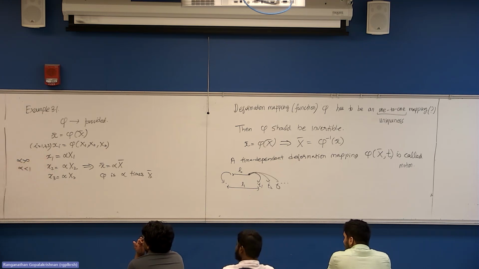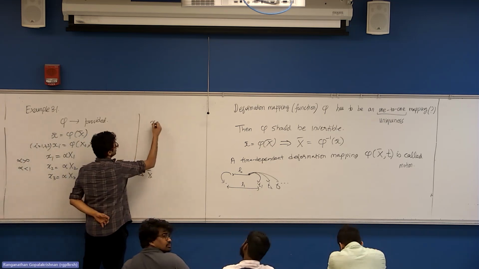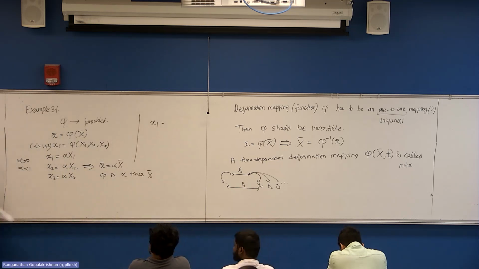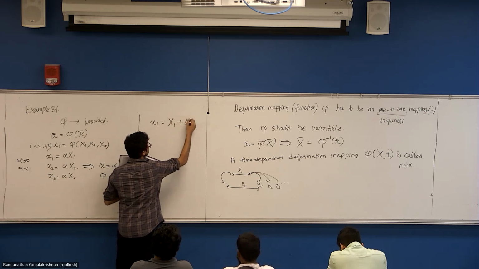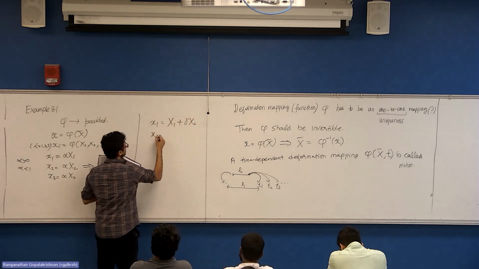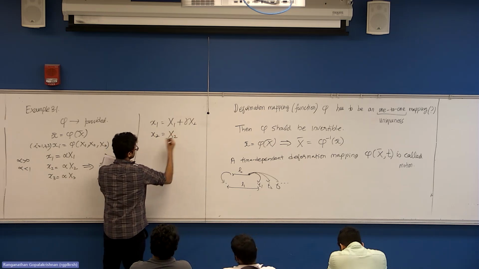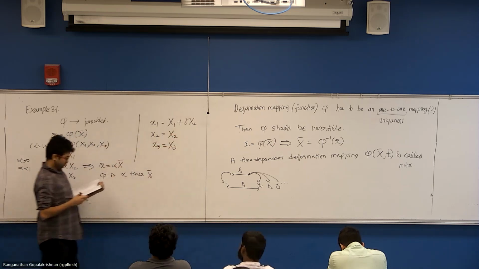Okay. All right. The other example they have is x1 is equal to uppercase X1 plus gamma X2, x2 is equal to uppercase X2, and x3 equal to uppercase X3.